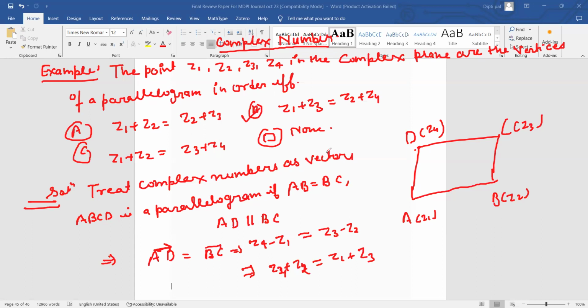So just use the concept of vectors. In the last lecture we studied the distance between two complex numbers: if there are two complex numbers, suppose this is A, this is Z1, this is B, Z2, then it will be Z2 minus Z1. So likewise here we find AD and BC and we get the result. So now we move to the next.